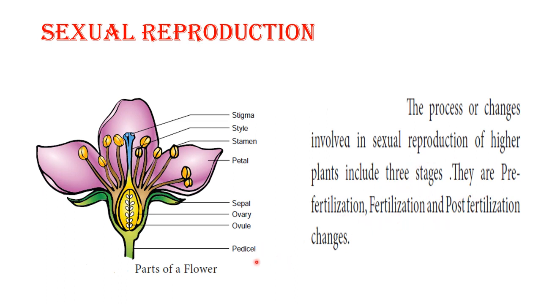In plants, the flower is a modified shoot meant for reproduction. We know a flower consists of four main floral parts: first the sepals, then petals, stamen, which is made up of anther and filament, and the pistil, which is made up of ovary with ovules, then style and then stigma. We shall study in detail how sexual reproduction takes place in higher plants.